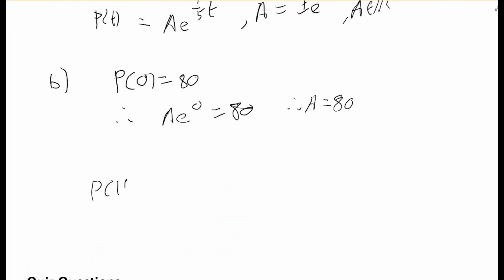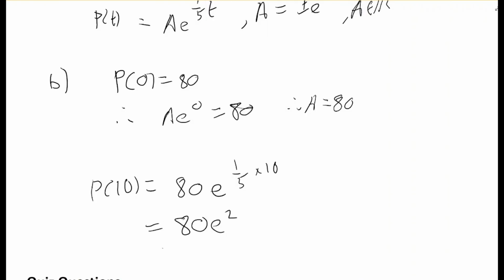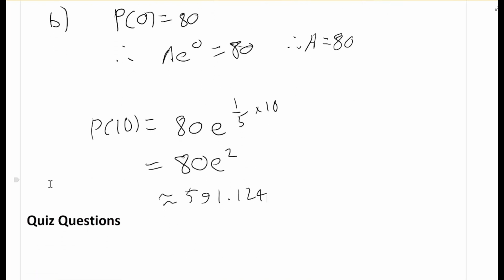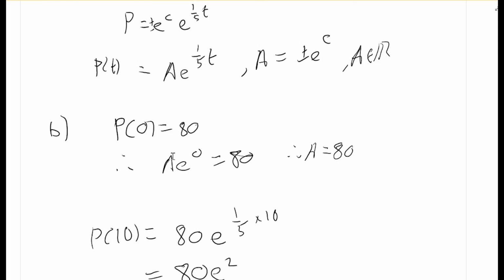So p of 10 equals 80 e to the fifth times 10. So that's 80 e squared. So 80 e to the power of 2 gives you 591.124. So this is about 591 salmon. So in general, you're just going to solve the differential equation. You're going to plug in a value to find your unknown, and then you're going to be plugging in various values of t to be solving that.